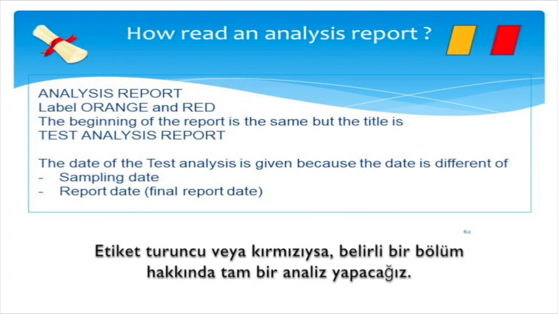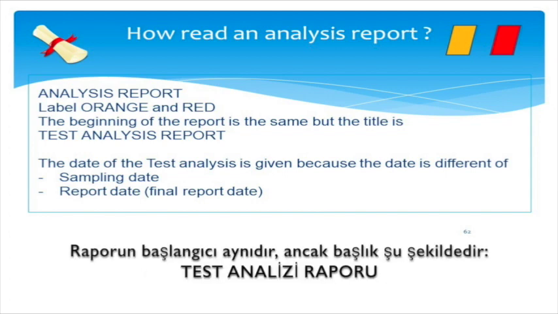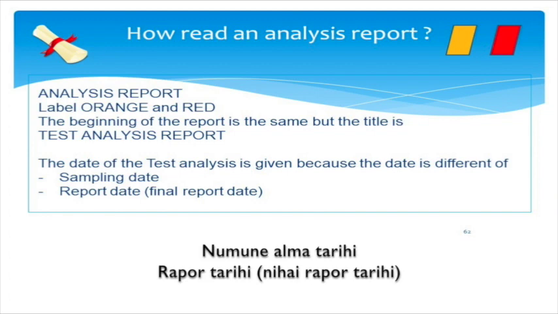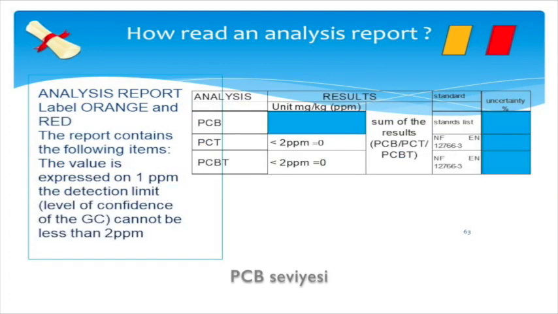If the label is orange or red, we should have a complete analysis. The beginning of the report is the same, but the title is test analysis report, not screening report as before. The date of the test analysis is given because the date is different from the sampling. A sampling report date, date of report, final date of report. The level of PCB, the level of PCT, the level of 3 PCT-BT. The value is expressed in ppm.